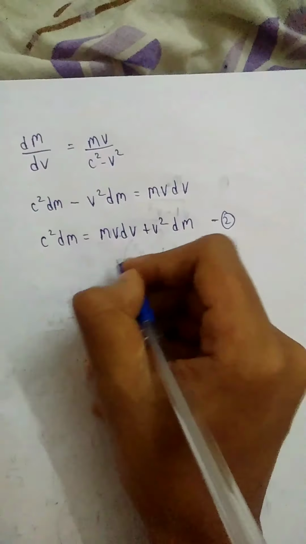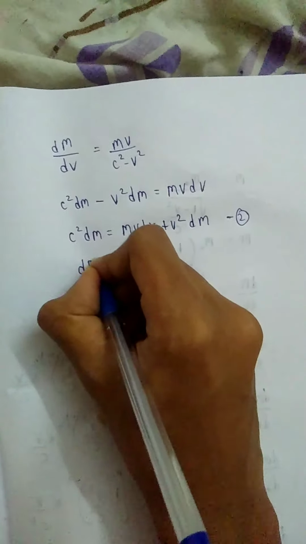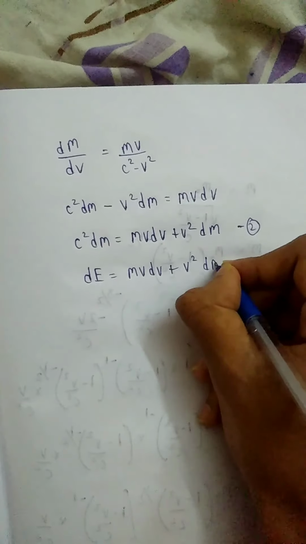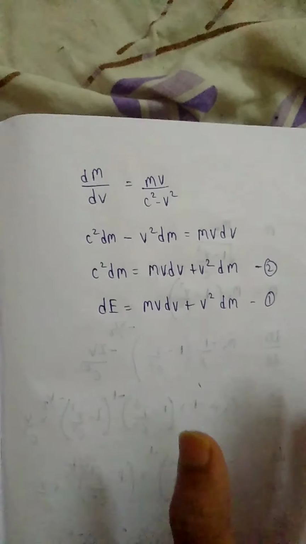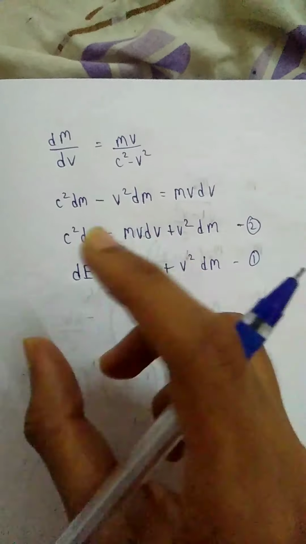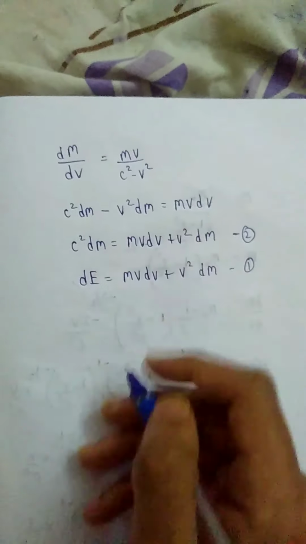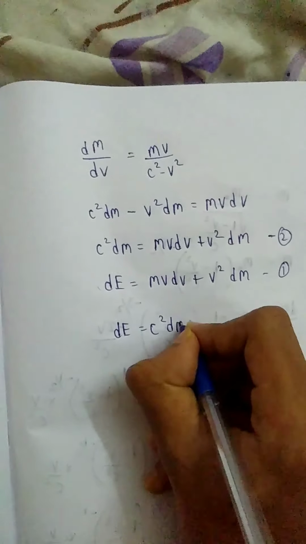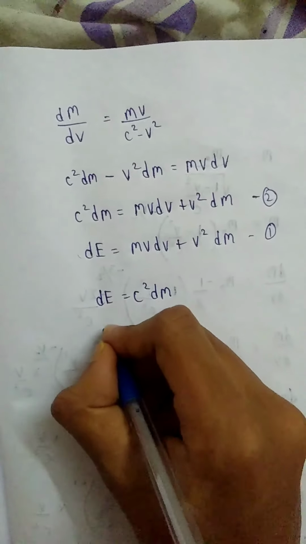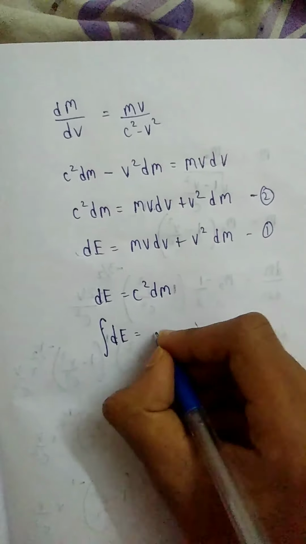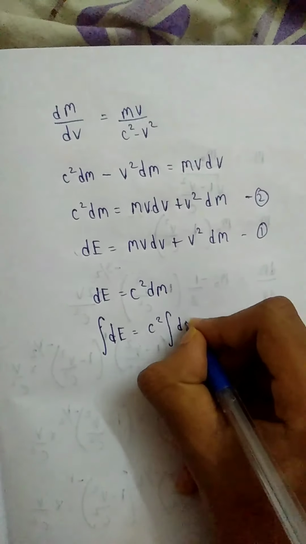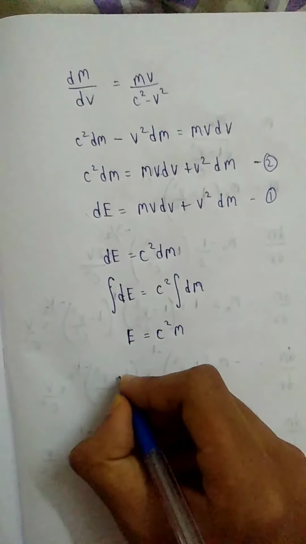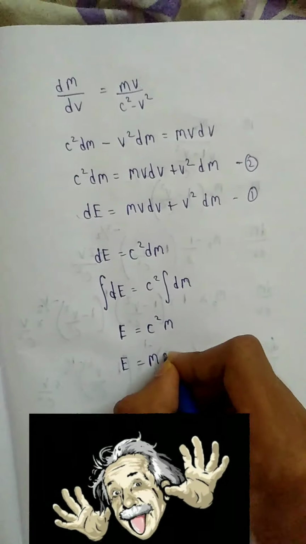So what is the first equation we got? Already we derived dE equal to mv dv plus v square dm. This is our first equation. As we can see, the right side parts of both equations are the same, so we can simply equate the left side parts. So dE equals c square dm. On integrating both the sides, c square being a constant, we get E equal to c square m, which is nothing but E equal to mc square.